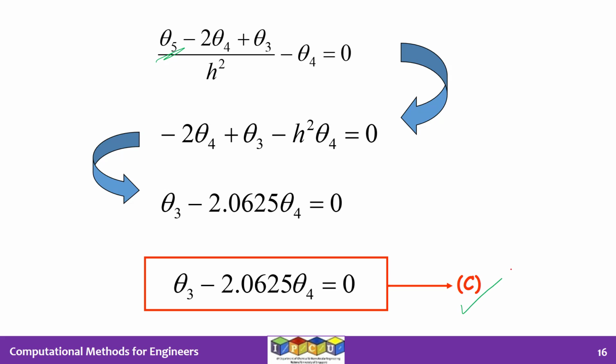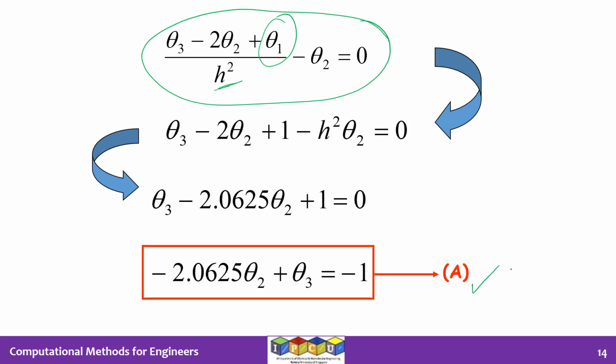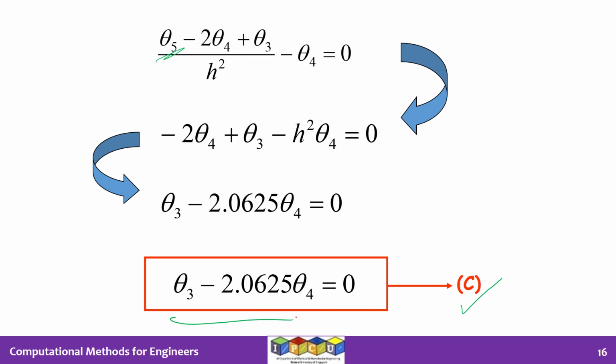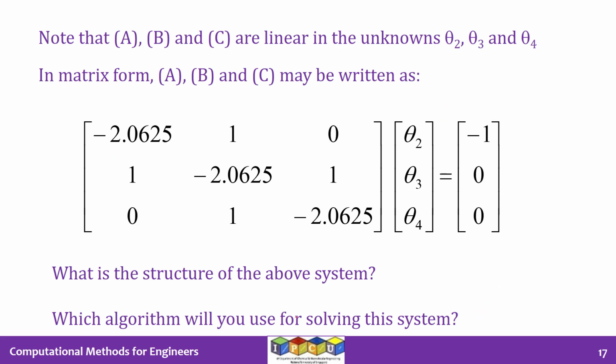So you have equations A, B, and C, and kindly note equation A is linear. The unknowns are theta 2 and theta 3. Equation B is linear. The unknowns are theta 2, theta 3, and theta 4. Equation C is linear, and the unknowns are theta 3 and theta 4. So we have three equations, and you have to solve the three equations simultaneously. And again, the equations are linear because we had a linear ODE and very, very simple boundary conditions here. The problem is very easy to set up here.